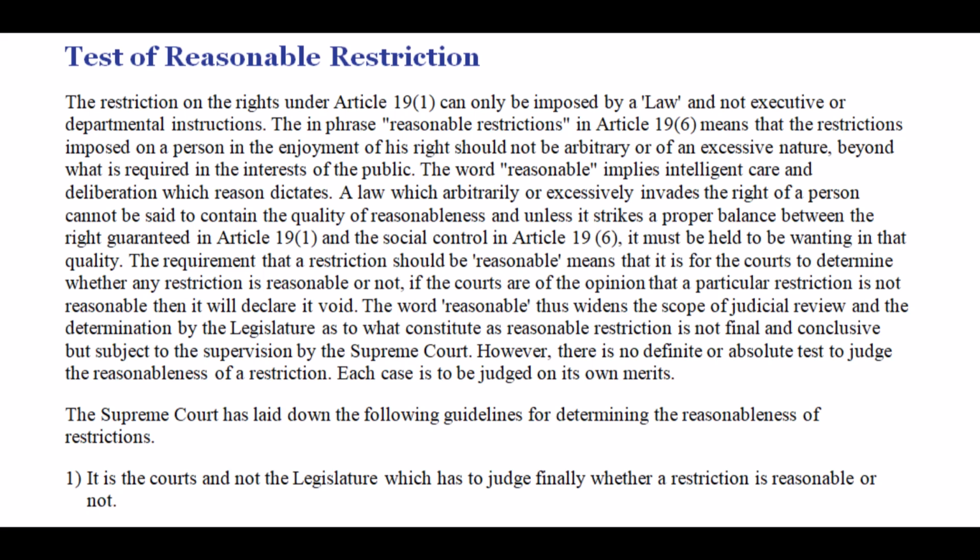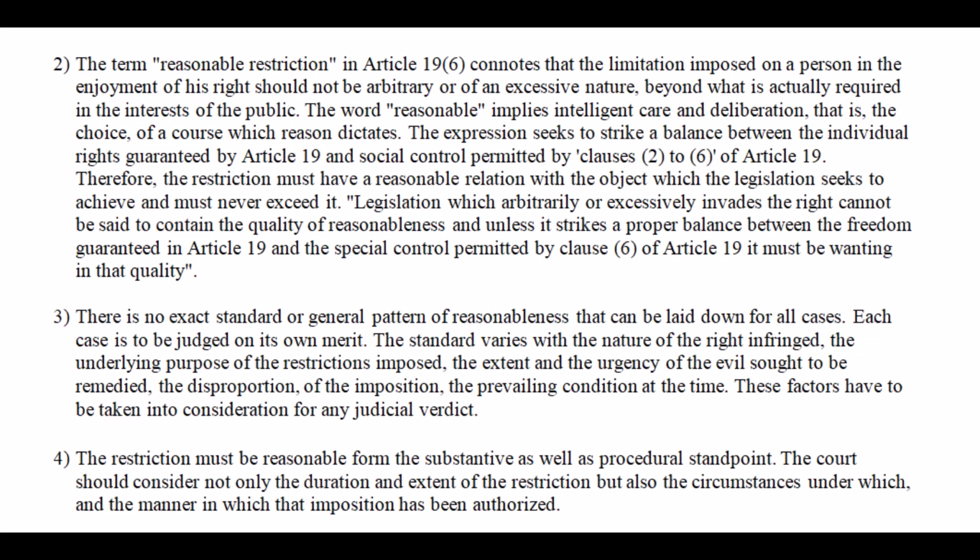The Supreme Court has laid down the following guidelines for determining the reasonableness of restrictions. 1. It is the courts and not the legislature which has to judge finally whether a restriction is reasonable or not. 2. The term reasonable restriction in Article 19(6) connotes that the limitation imposed on a person in the enjoyment of his right should not be arbitrary or of an excessive nature beyond what is actually required in the interests of the public. The word reasonable implies intelligent care and deliberation, that is, the choice of a course which reason dictates. The expression seeks to strike a balance between the individual rights guaranteed by Article 19 and social control permitted by clauses 2 to 6 of Article 19.